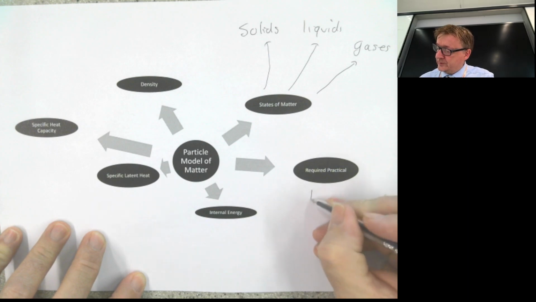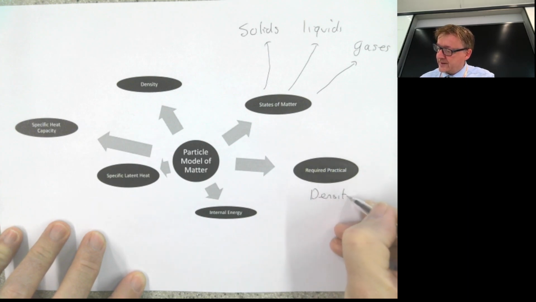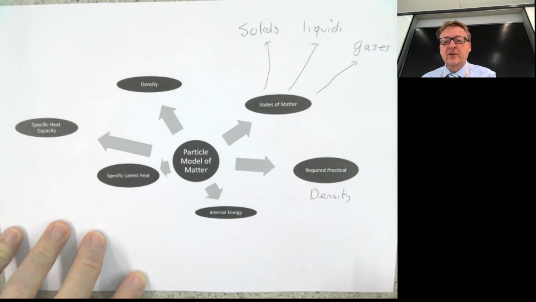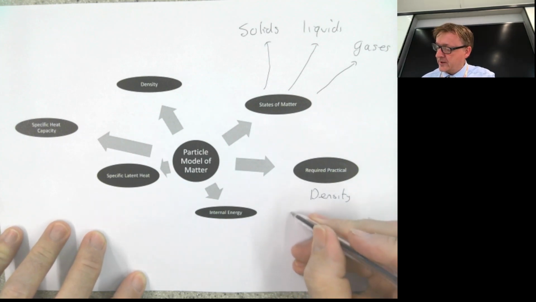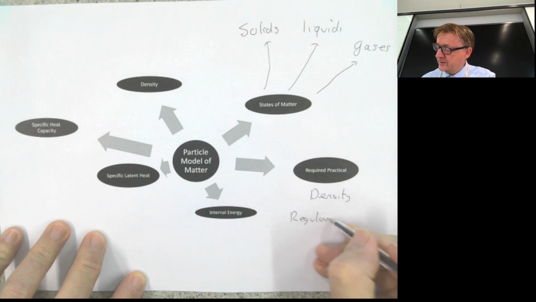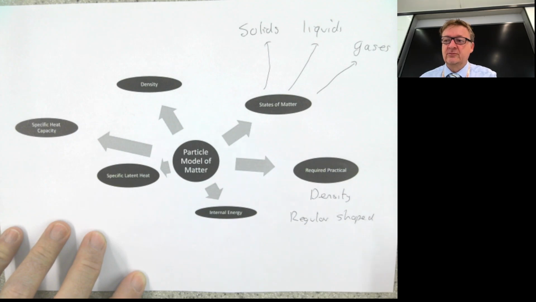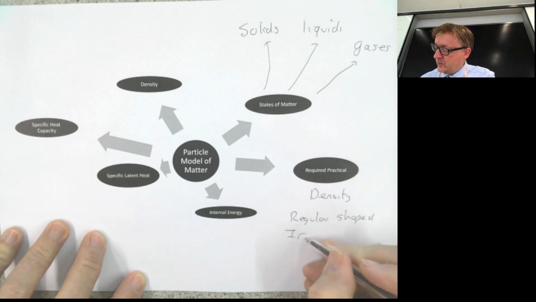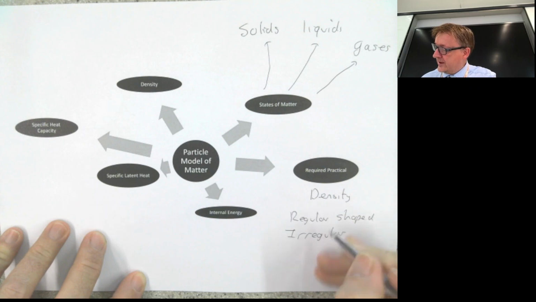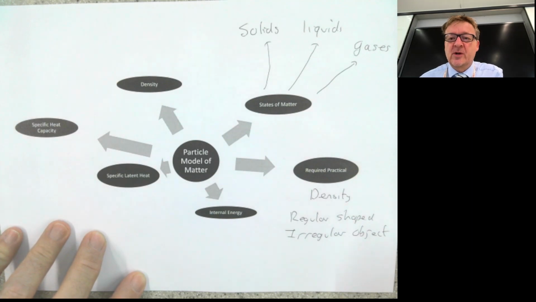The required practical is the density practical. What you need to be able to do on that is work out the density of a regular shaped object, like a cube, where you can work out the mass on a mass balance, and you can work out the volume using a ruler. You can also work out the density of an irregular shaped object. That is the main one that is part of the required practical, which is using your eureka can, where the water comes out of the spout and you can collect the volume.